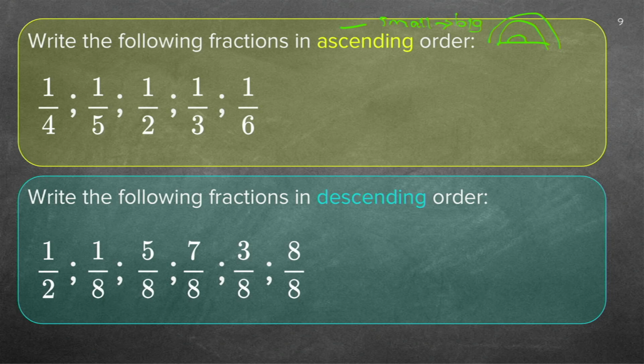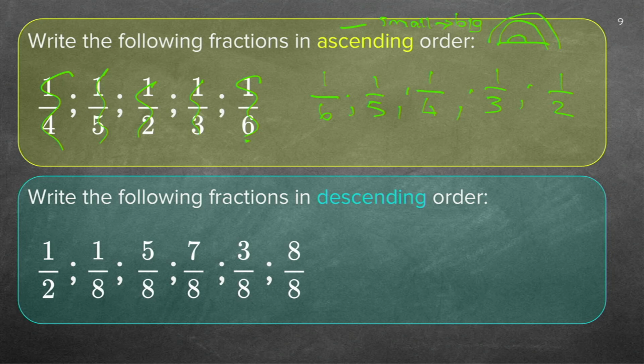And now I can see the denominator: the more pieces it's divided into, the smaller my value. So now, because all the numerators are 1, it's going to be easy. So ascending is from smallest to greatest. So a 6th will be smaller than a 5th. And then I will have a quarter. After a quarter, a third. And then half will be the greatest one, the biggest one. And that's how you do it.